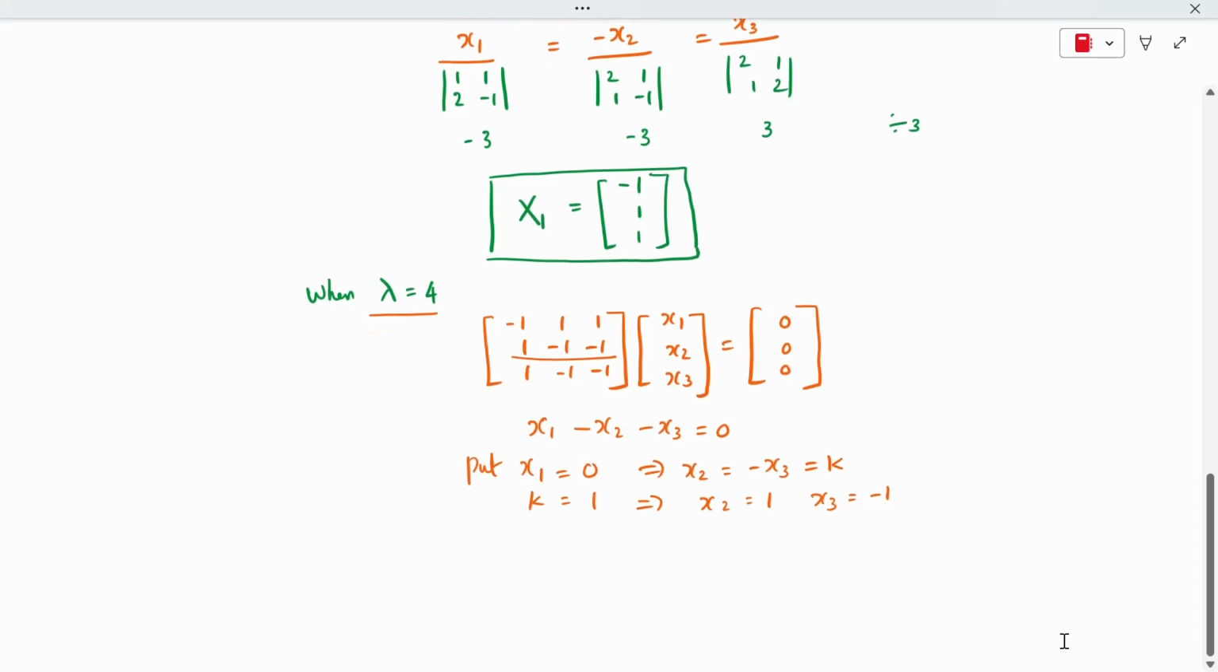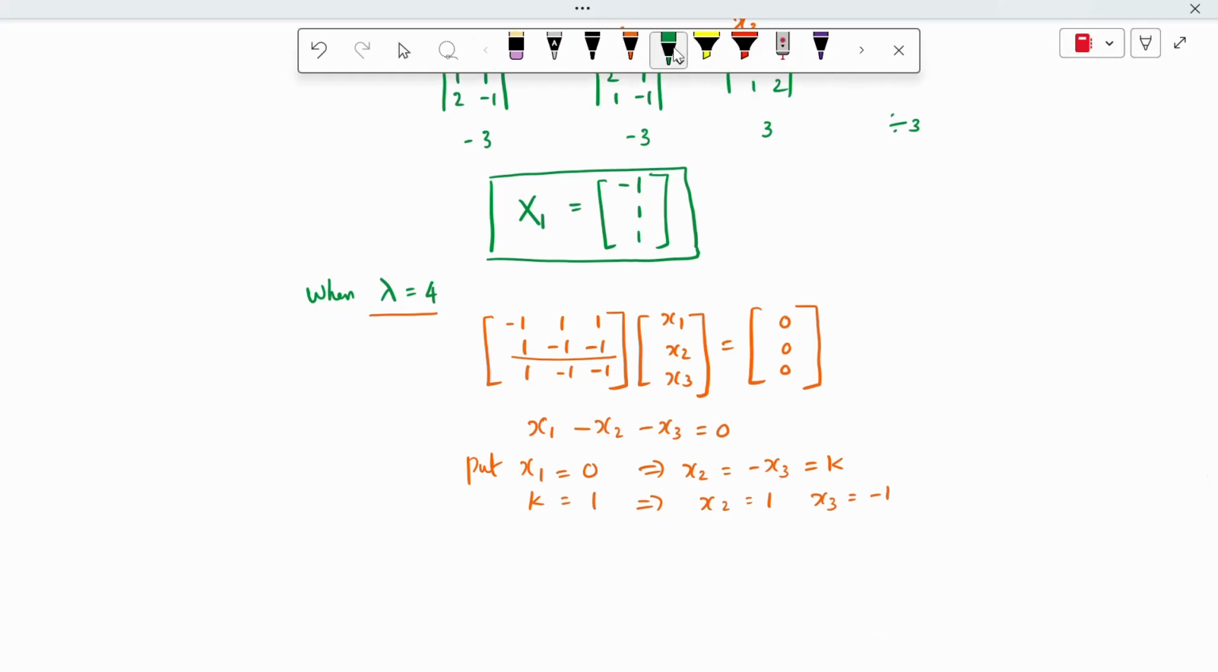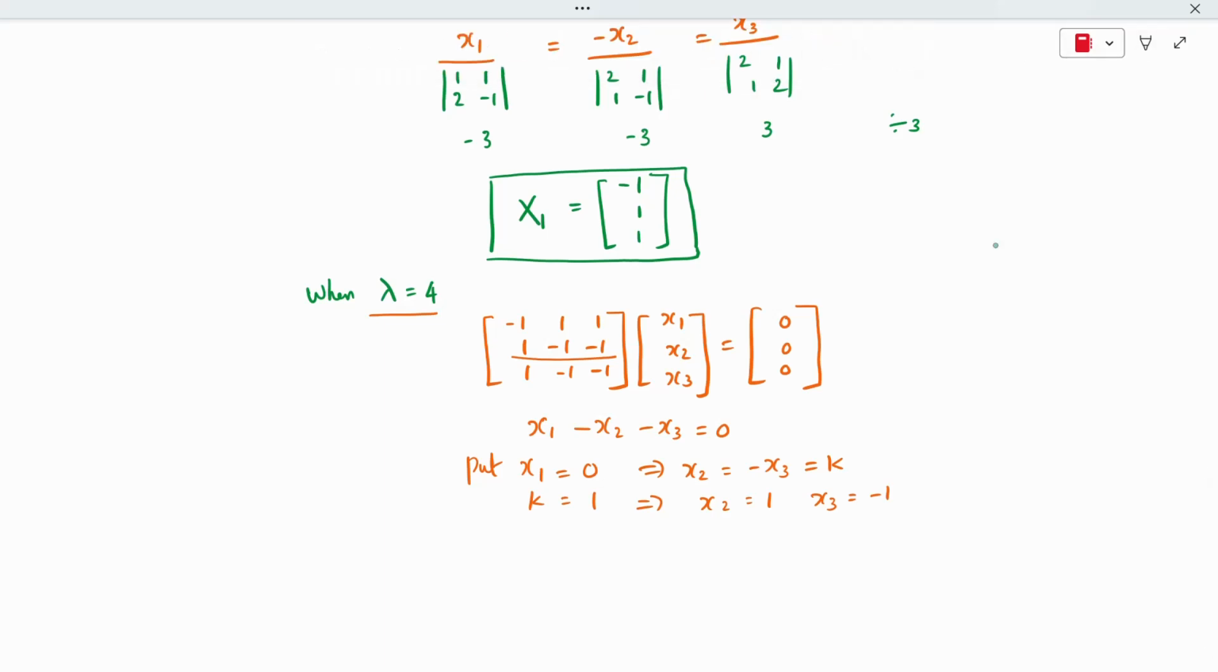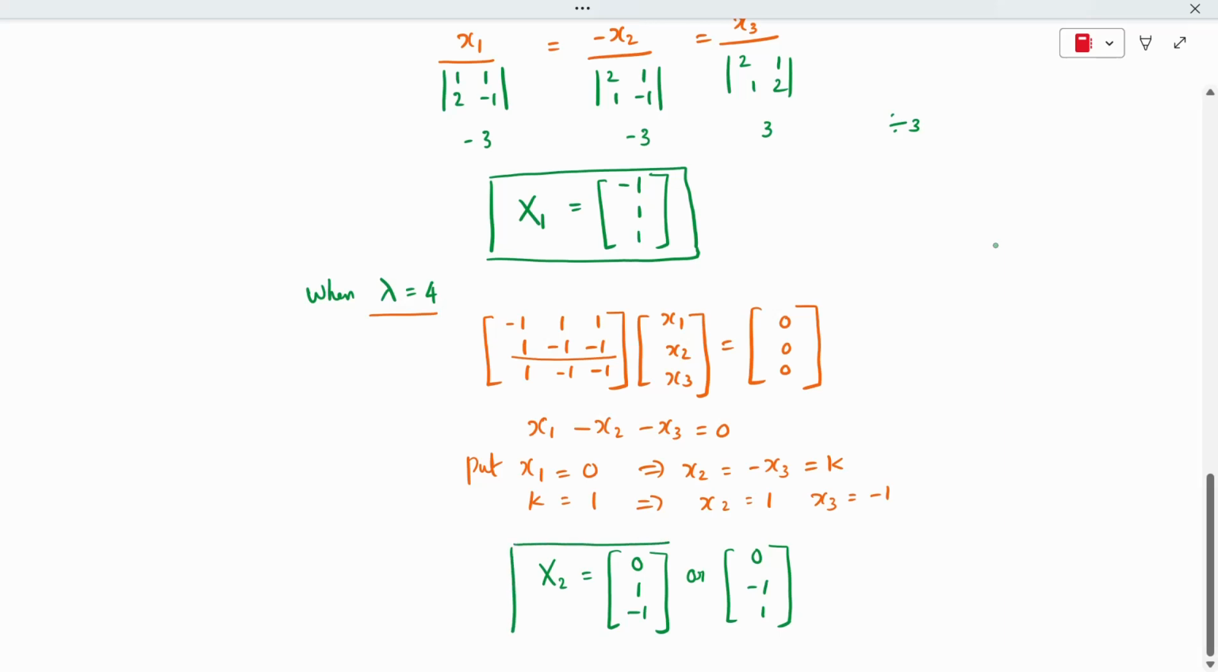Now when I write it in matrix format, I have to write the X2 vector, the second vector. So the X2 vector is nothing but x1 taken as 0, x2 as 1, x3 as minus 1. You may get the solution opposite also: 0, minus 1, 1. This is your other vector. Any one is enough. The X2 vector is calculated. Already X1 vector and X2 vector are now calculated.